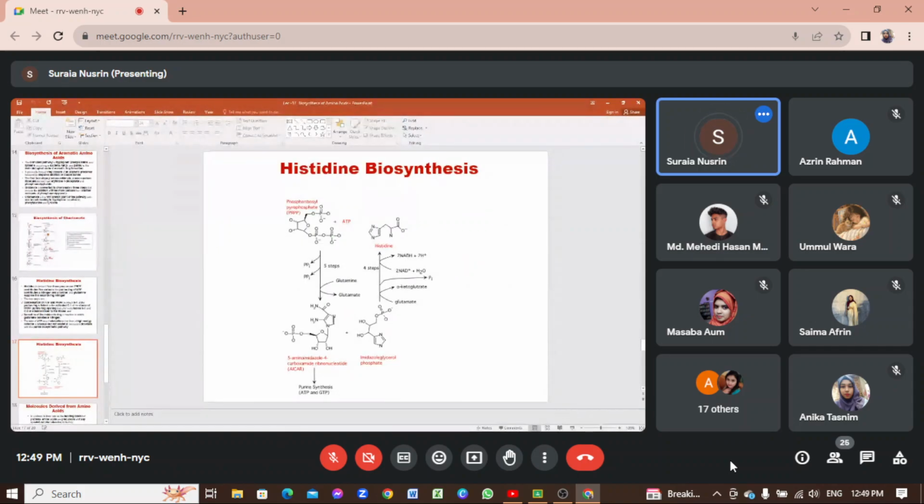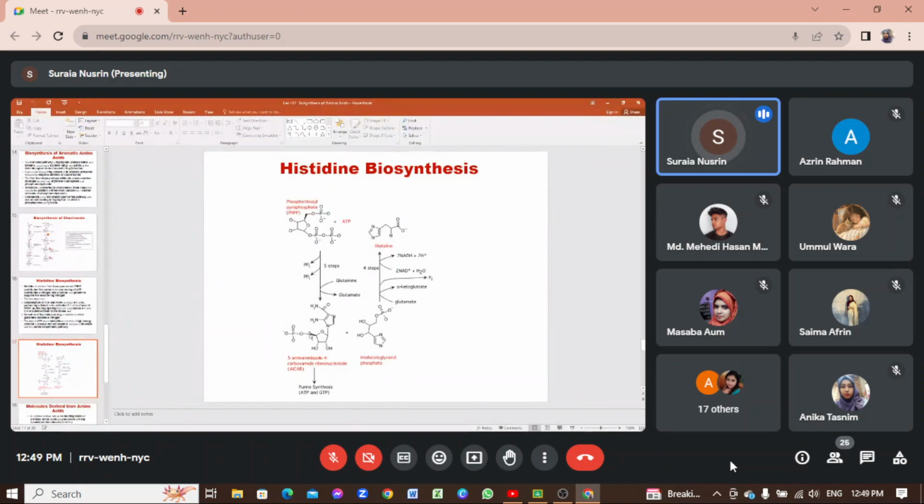Again, it is not necessary to learn the chemical structure. If you look at the reaction, PRPP and ATP are participating in the reaction, and after the reaction we get two intermediates.